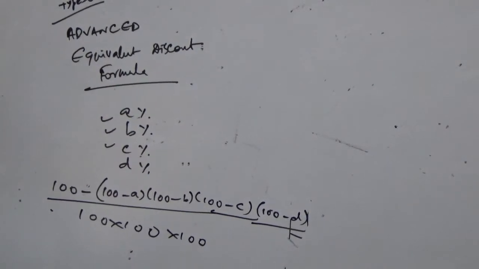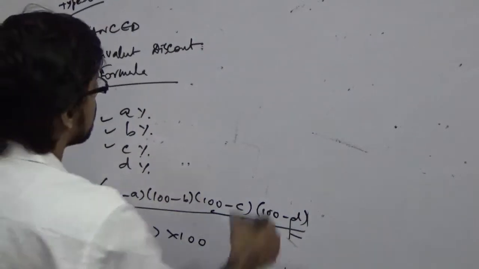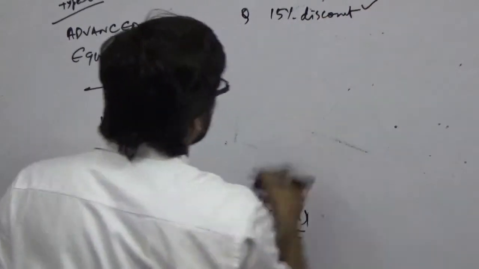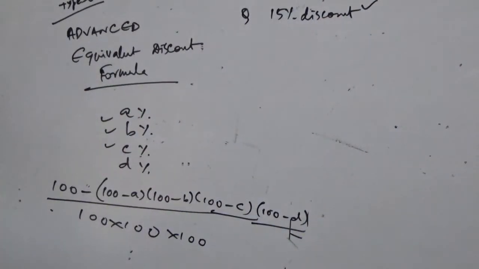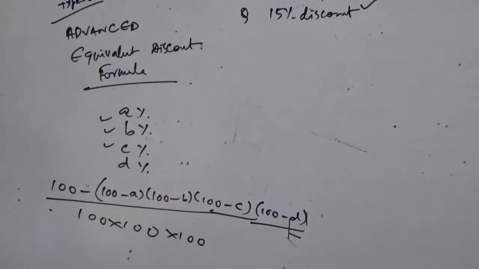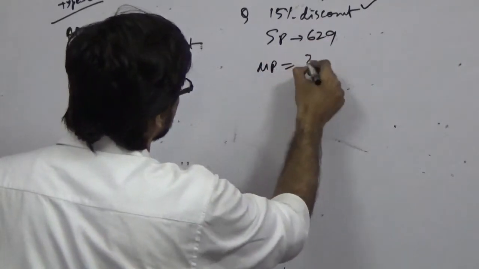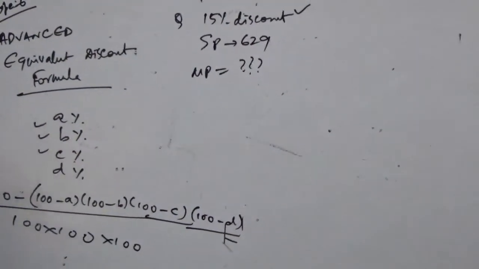Now a question on the basis of this: a shopkeeper sells a good at 15% discount, and you need to find the mark price of an article whose selling price is 629. Okay, you are giving only 15% discount, and they have asked you to find the mark price, where the selling price is 629. How can you find the mark price?